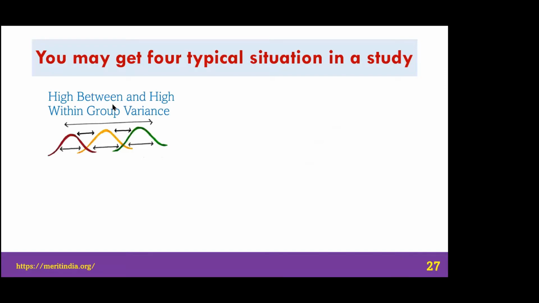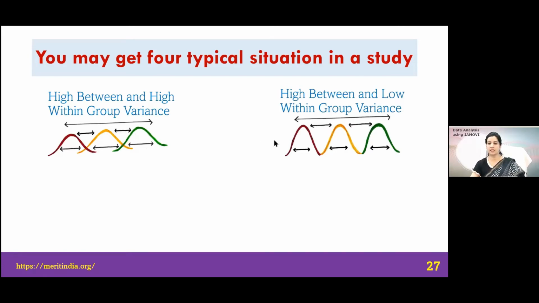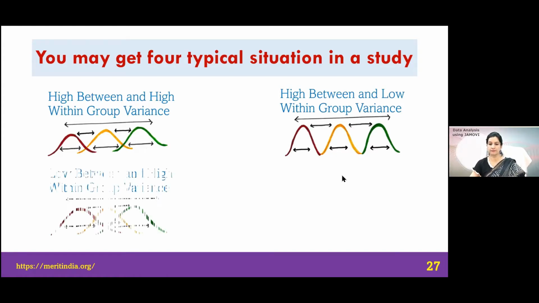There will be high between group variance and high within group variance. This has been drawn with a sketch pen, so don't think this is anything but a hypothetically drawn curve. Here you can see that both the variances are high because the spread is more and the distance is also more. Similarly, this is again high between group variance but low within group variance because this is narrow.